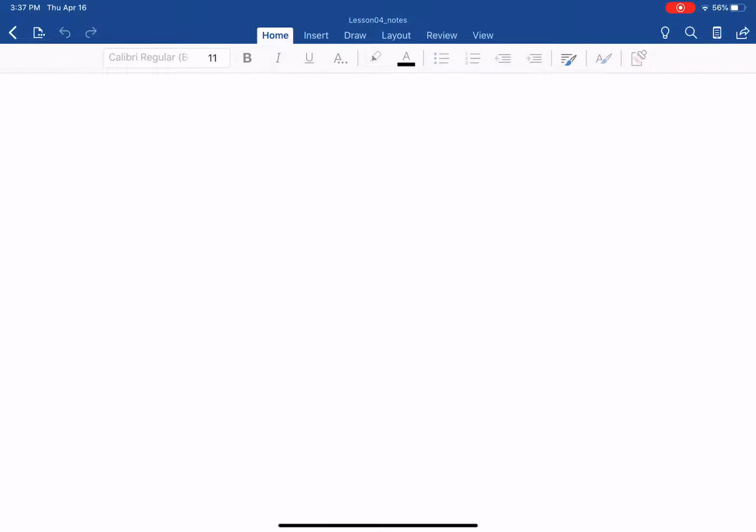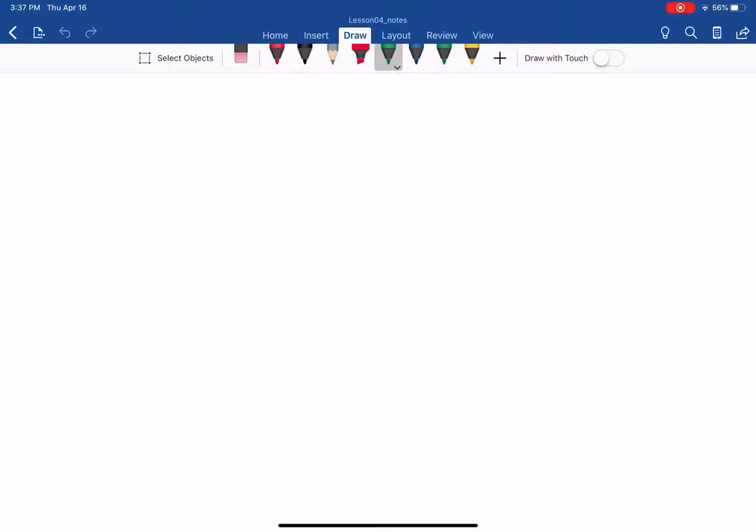The last two concepts that we will discuss for today's lesson are the area moment of inertia and the neutral axis. So let's start with the I, which is area moment of inertia.